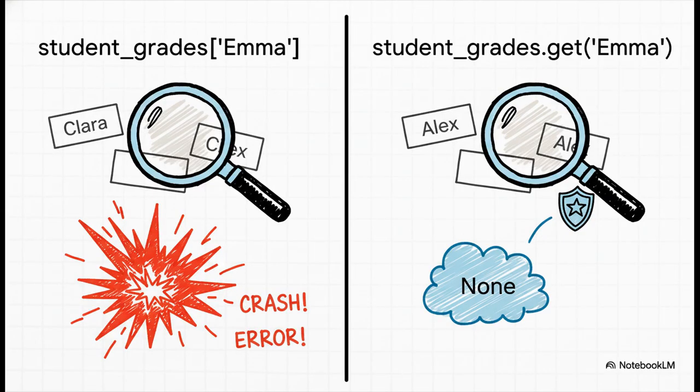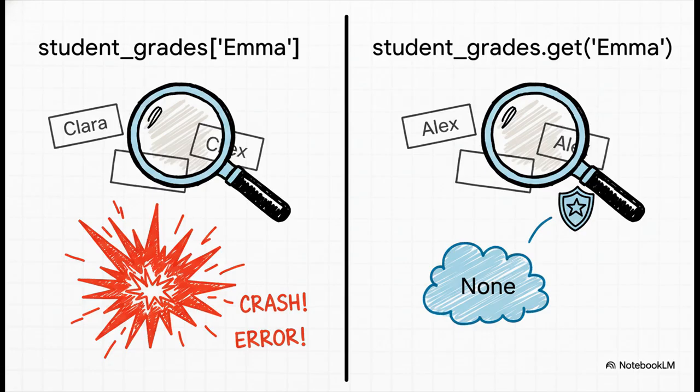The most direct way is to use the key in square brackets, just like this. Student_grades, square brackets, Clara. And that'll give us her grade, 92. But there's a catch. What happens if you ask for a student who doesn't exist, like Emma? Your whole program could crash with an error.